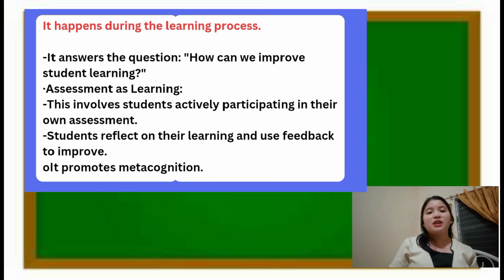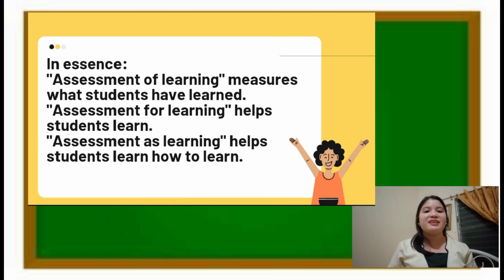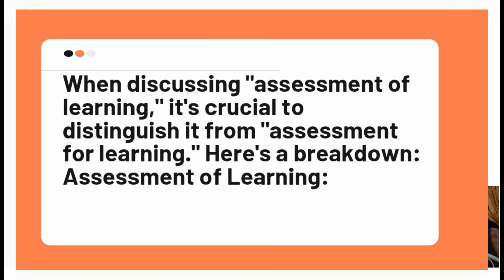Assessment for learning is a formative assessment. A formative assessment is ongoing assessment used to monitor the progress of the students. It is also the duty of the teacher to adjust instruction. It happens during the learning process. It answers the question: how can we improve student learning? As a teacher, how can you improve students' learning?